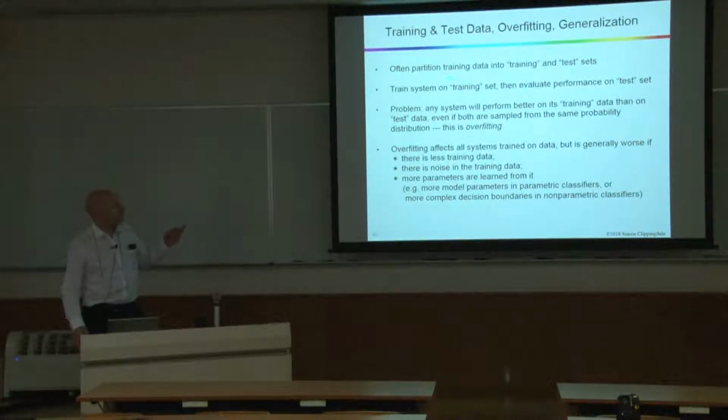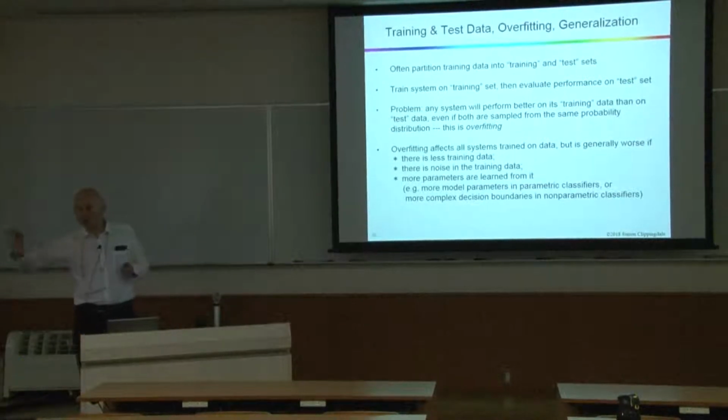One way that the data is often handled is you're given a big load of training data and you split it into training and test sets. So you do the training with the training set, surprise, and then you evaluate the performance on the test data that you put to one side originally. The problem with overfitting is that any system will naturally perform better on the training data than on test data, because that's what it's been trained with.